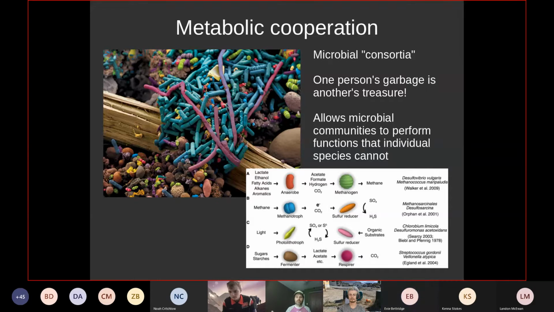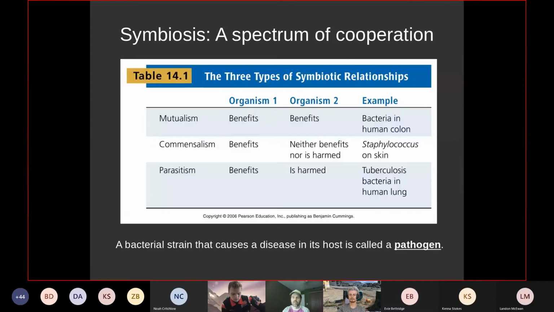One organism removing the waste product of another and using it. So it's getting the food it needs, and it's cleaning up the environment for the other one. Okay, thank you. Yeah. Please note that endosymbiosis is also symbiosis. It's mutualistic. Right.